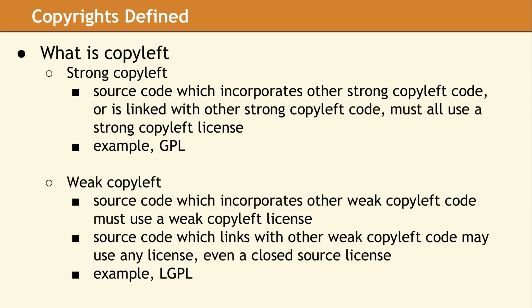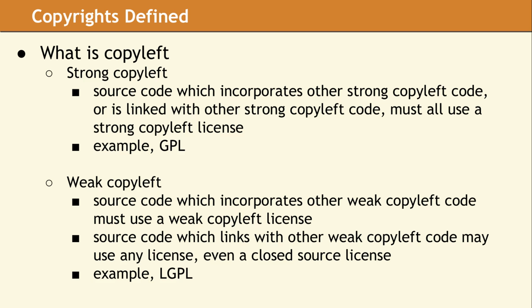There are two main categories of copyleft licenses, strong and weak. A strong copyleft license applies not only to the project itself, but any other piece of software that uses that project, either by incorporating code from it or linking with it.